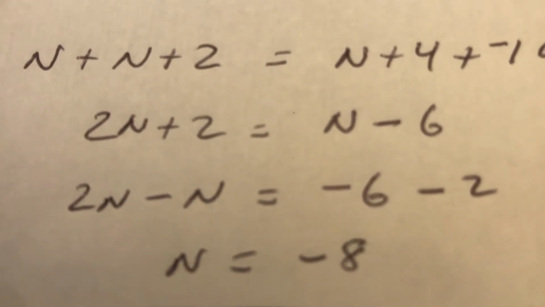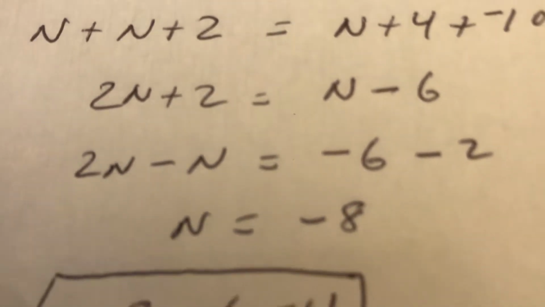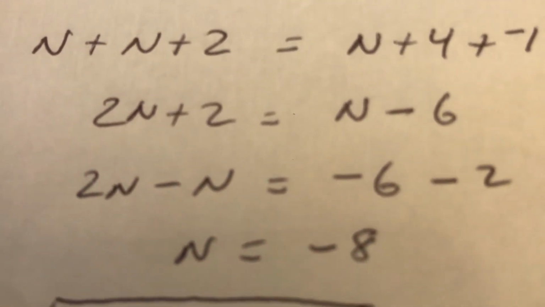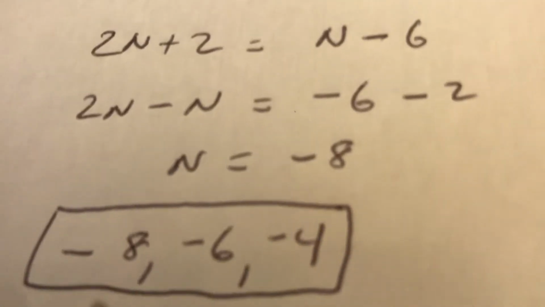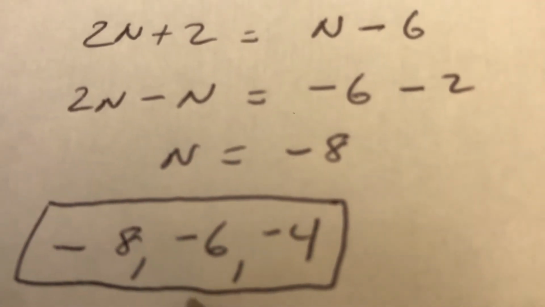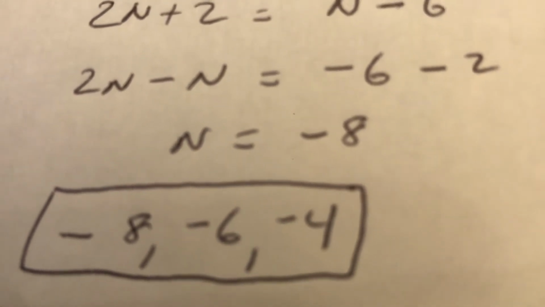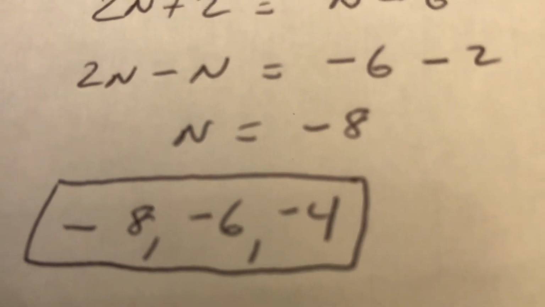Now a common mistake is people, when they add, they get the next ones, they put negative 8, negative 10, and negative 12, but when you add 2 to negative 8, it becomes negative 6, and when you add 2 to negative 6, it becomes negative 4. So those are the 3 even integers.